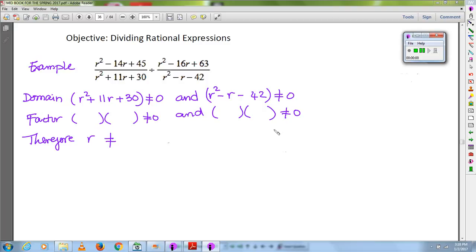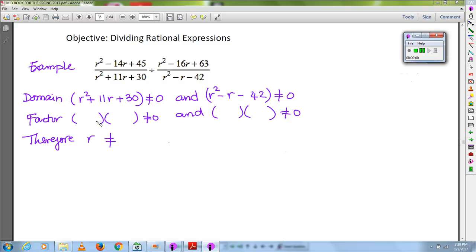In this video, we are going to divide rational expressions. So let's begin to divide now. The first thing I'm going to do is set the restrictions for our domain. I'm going to set up the two domains. The first one is r squared plus 11r plus 30 cannot be equal to 0, and the second is r squared minus r minus 32 cannot be equal to 0.